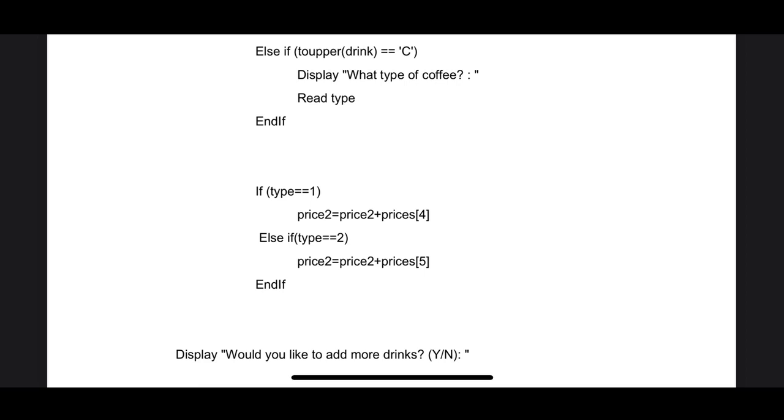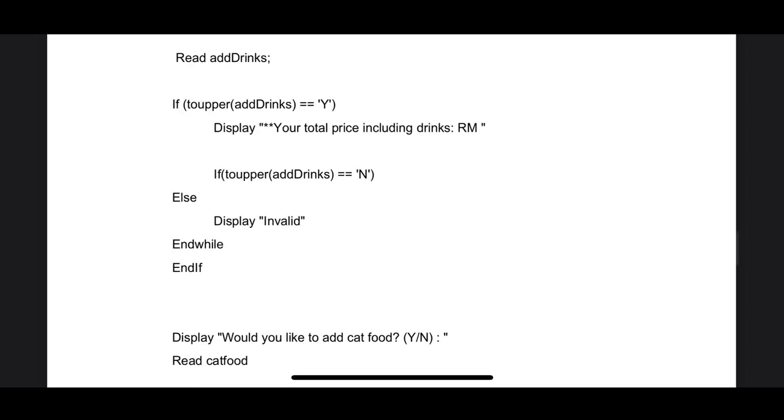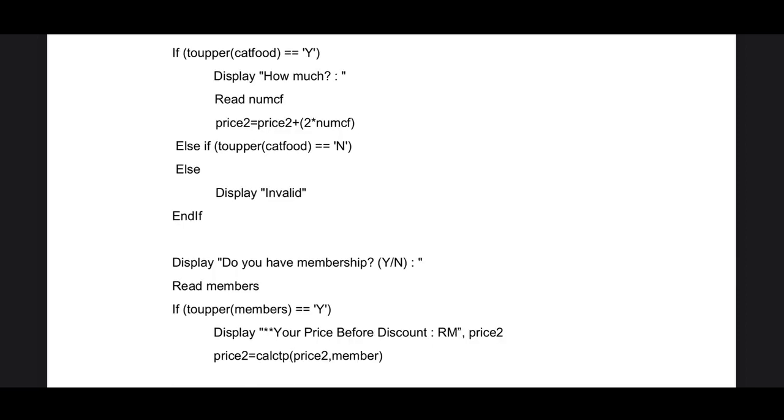The price of the drink is determined by the array that we stated in our program. Next, it will ask the user if they want to add more drinks. If it is equal to Y, which is yes, it will loop back to the previous section. If it's equal to N, which is no, it will output the total price including the drinks and proceed to ask the user whether to add the cat food or not. Else, it is invalid.